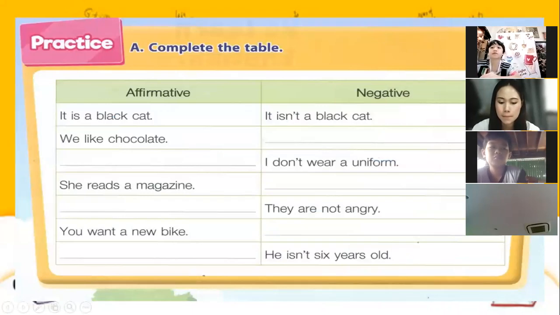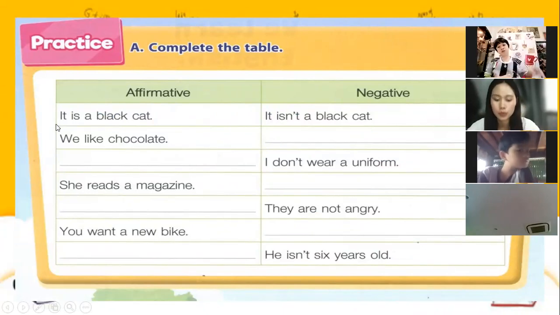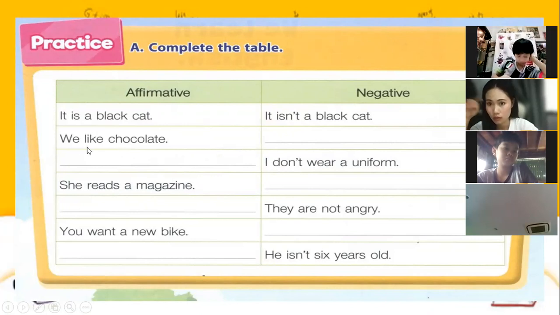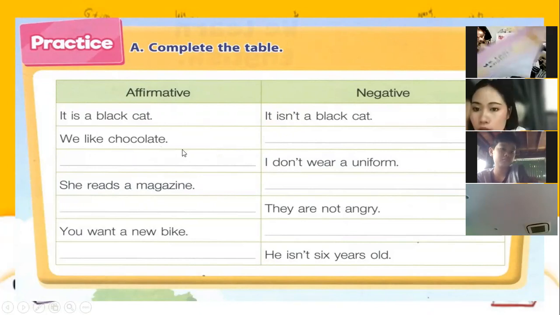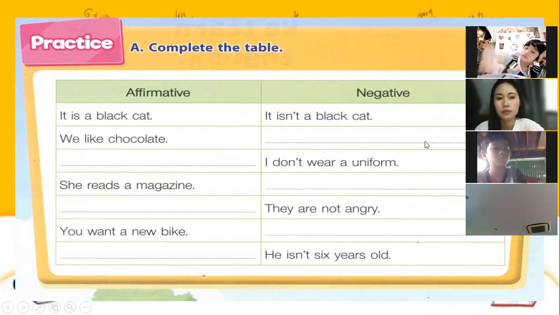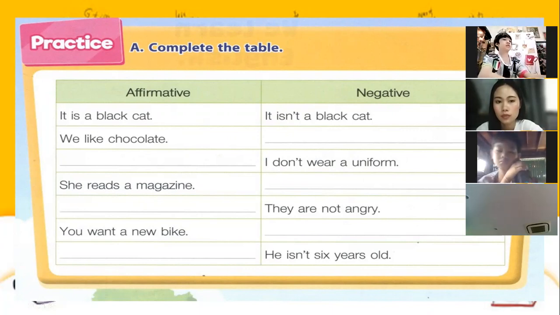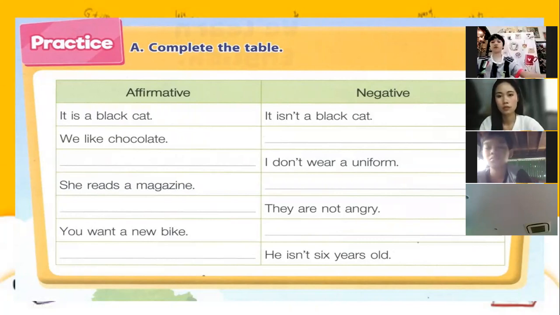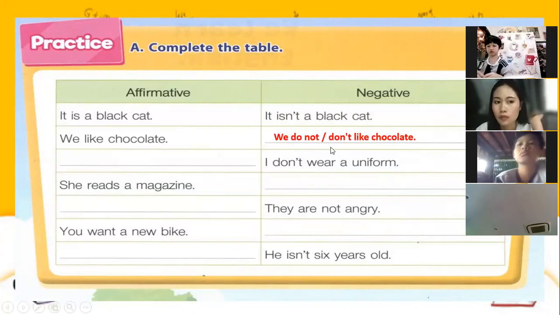Okay, now let's have some practice of affirmative and negative. Now we have here a sentence, it is a black cat. If you like to make a negative, that means it isn't a black cat. Okay, now another sentence we have, we like chocolates. So what will be the negative? We like chocolates is the affirmative. Now what will be the negative sentence? Can you make it for me? We don't like chocolates. Very good. We don't like chocolates, or we can say we do not like chocolates.